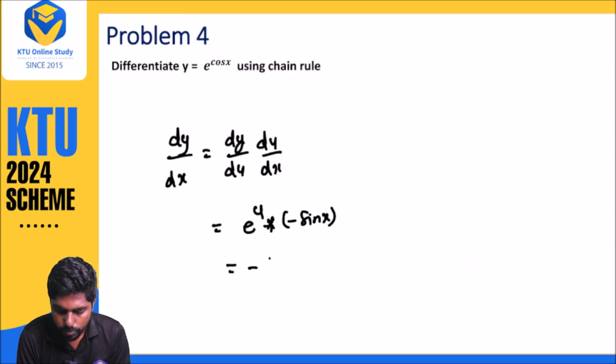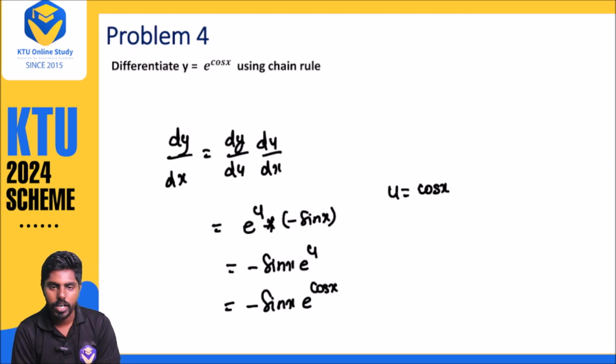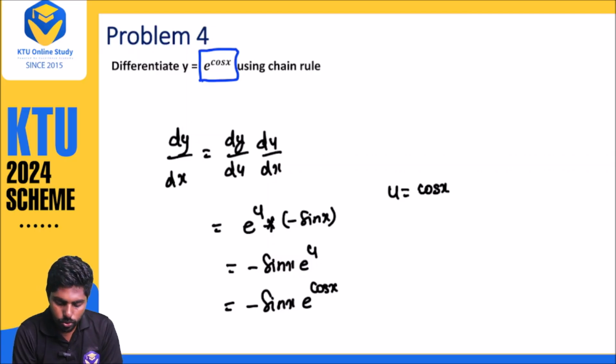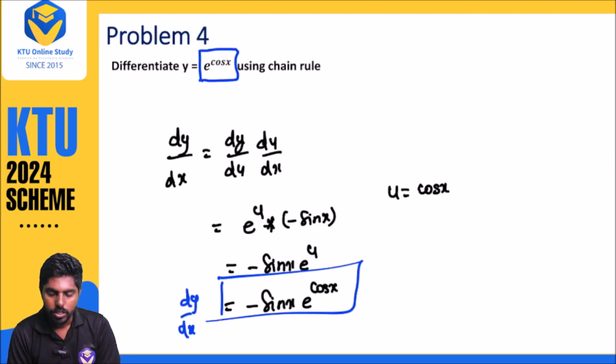So our answer is minus sin x e power u. What is u? u is equal to cos x. So our answer is minus sin x e power cos x. So this is our answer. If you don't know how to identify the normal derivative of a function, you can use the chain rule to identify such a kind of term. This is the way you identify the chain rule.